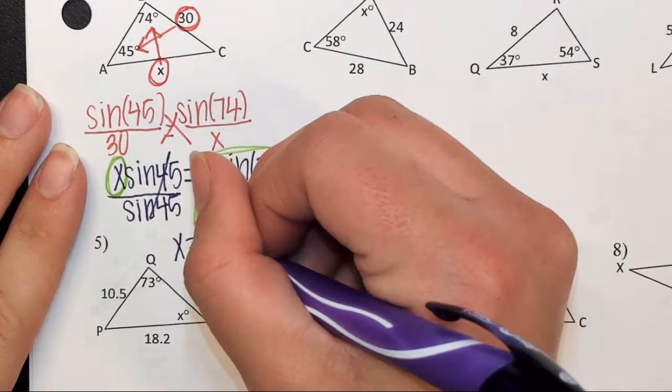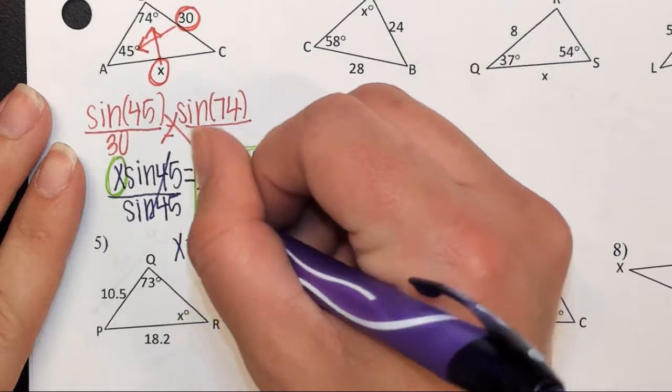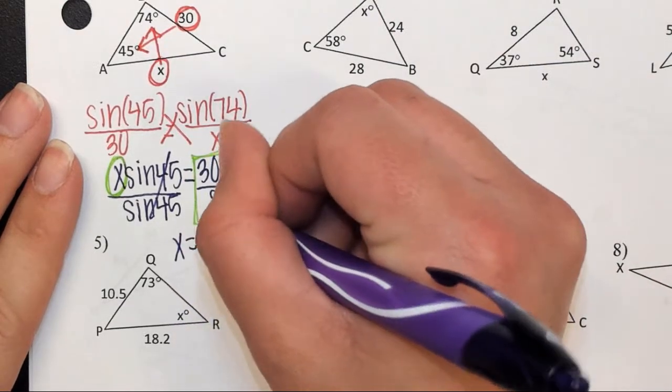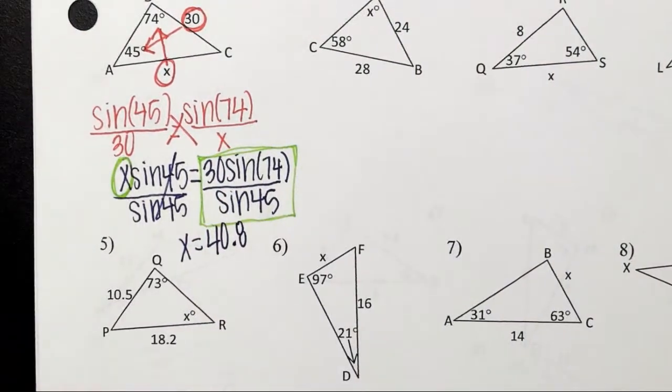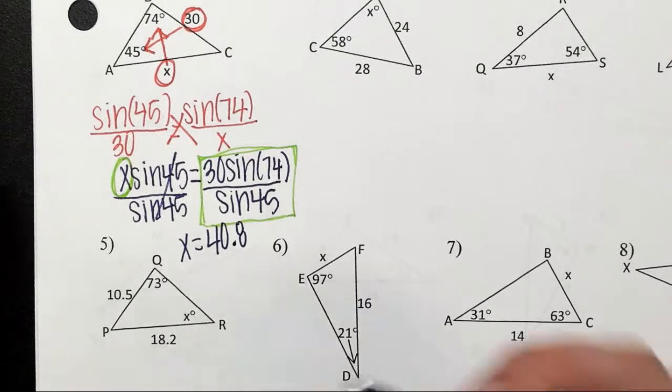So your answer, what was our answer? 30.78. So 40. So can I round it to 40.8? Not bad, right? It's not terrible. Like, we can do that. It's doable.